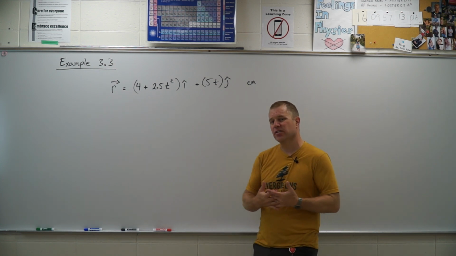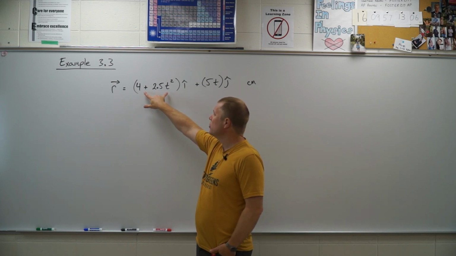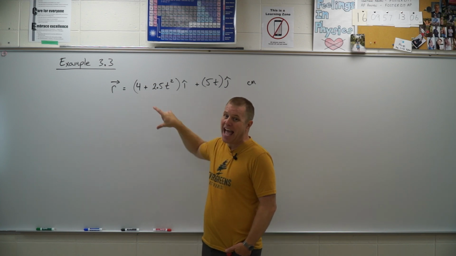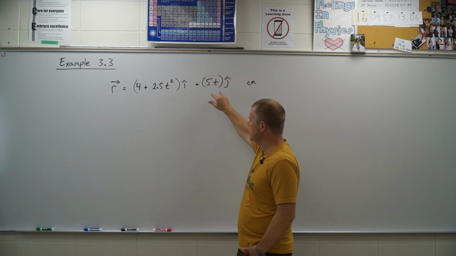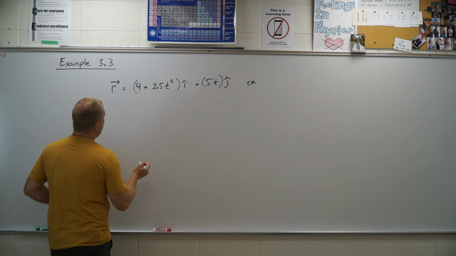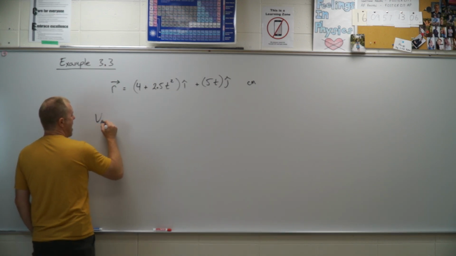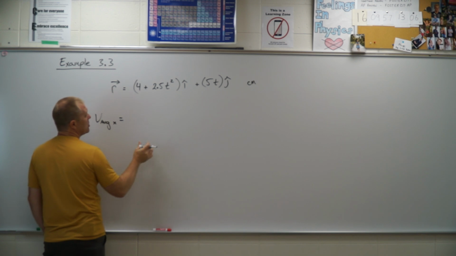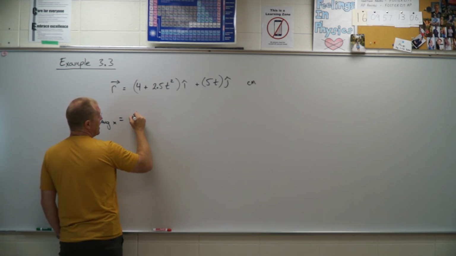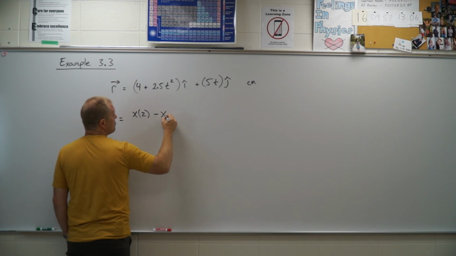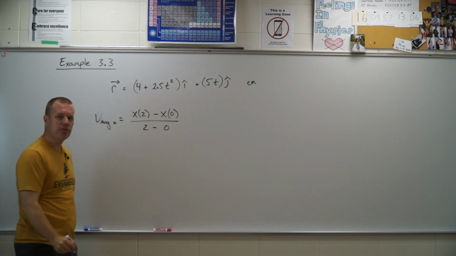So average velocity, that's going to be a lot like the one we just did before this, where we're going to have to look at the x component to find the x displacement, and then find the x component of the average velocity and do the same thing for the y. So remember, when we do our average velocity, v average, it's always going to be our displacement, so our final minus our initial. So I need essentially my x position at 2 seconds minus my x position at 0 seconds divided by 2 minus 0 for my time.